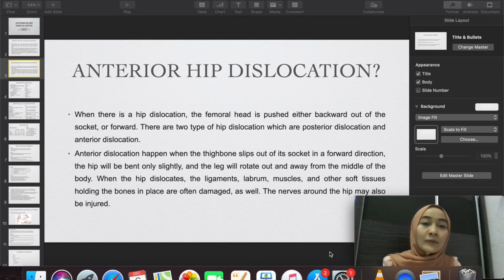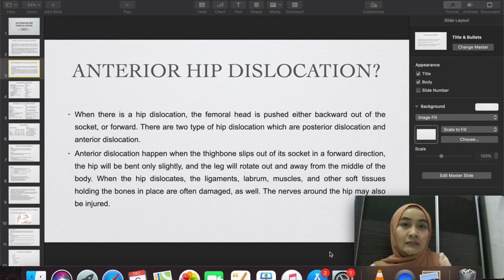The hip will be bent only slightly and the leg will rotate out and away from the middle of the body. When the hip dislocates, the ligaments, labrum, muscle, and other soft tissues holding the bones in place are often damaged as well. The nerves around the hip may also be injured.